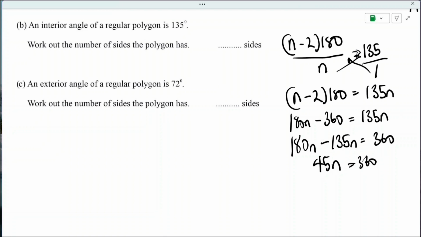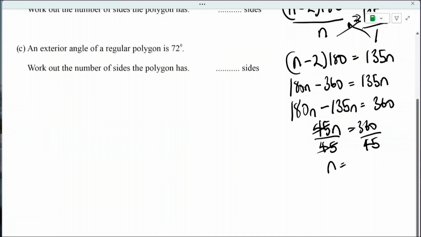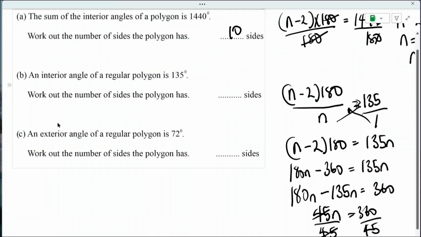We're looking for n, so we divide both sides by 45 to get the 45 off the n. 45 cancels 45, n equals 360 over 45. 360 divided by 45 will give you 8. So the answer to question B is 8. So the regular polygon is an octagon.